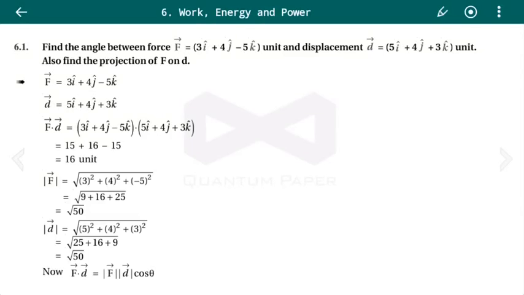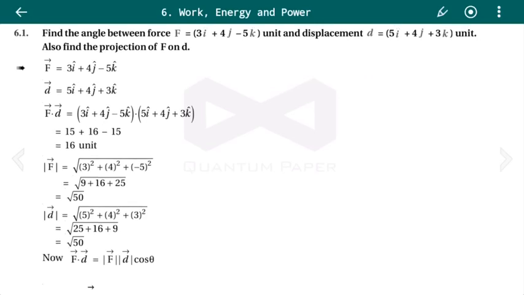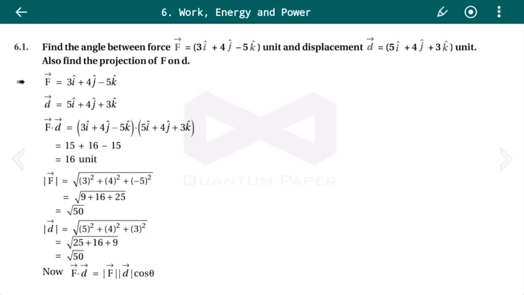In this video we are going to solve textual illustrations of chapter 6, work, energy and power. So let us see illustration number 1. Find the angle between force given as 3i cap plus 4j cap minus 5k cap units and displacement d vector equals 5i cap plus 4j cap plus 3k cap units. Also find the projection of F on D.